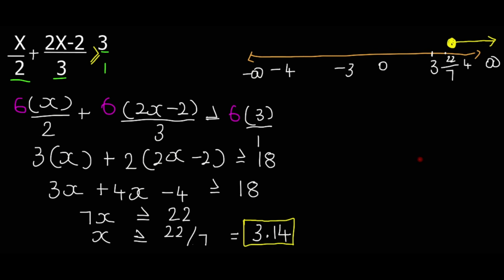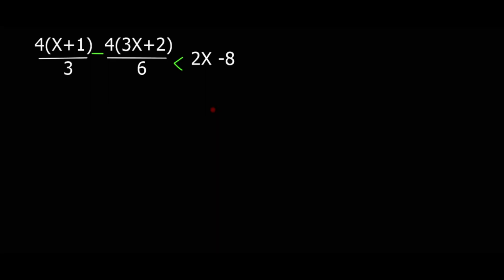So this is our answer on a number line, and then our answer in interval notation will be in this way: 22 over 7 and then positive infinity. So this is our answer in interval notation, and that's it for this example. And then this one I will leave for you as an activity. You will do this problem on your own.